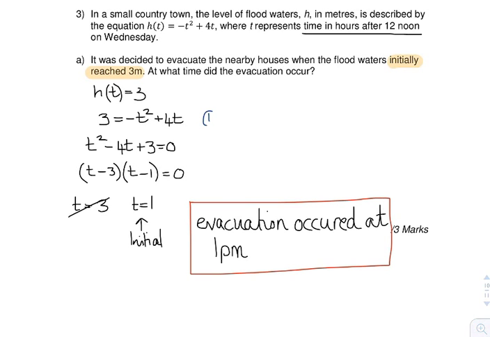That's our end answer. We'll get 1 mark for the method, 1 mark for the method for factorizing, and then 1 mark for giving a correct, i.e. 1 p.m. solution.